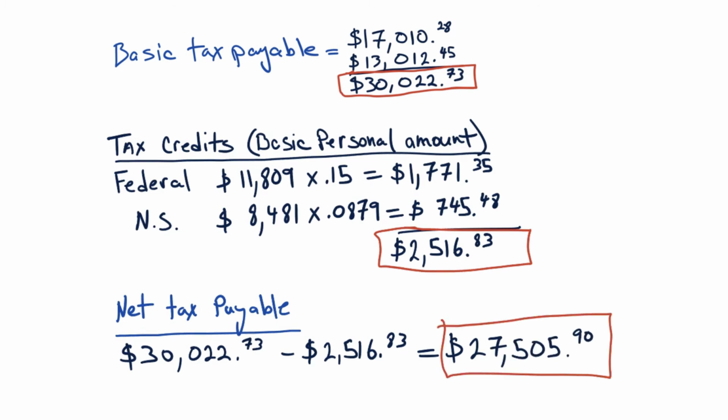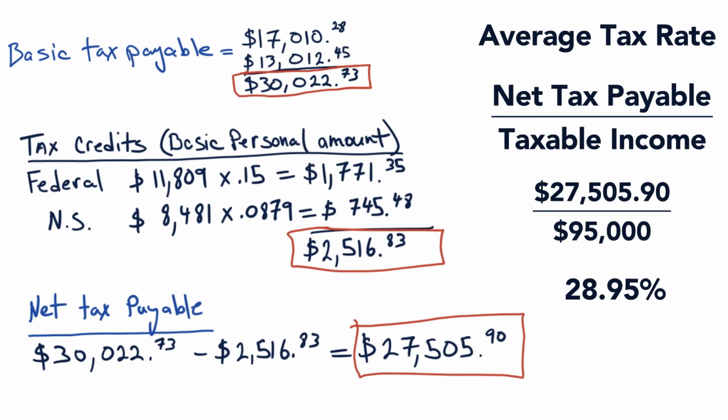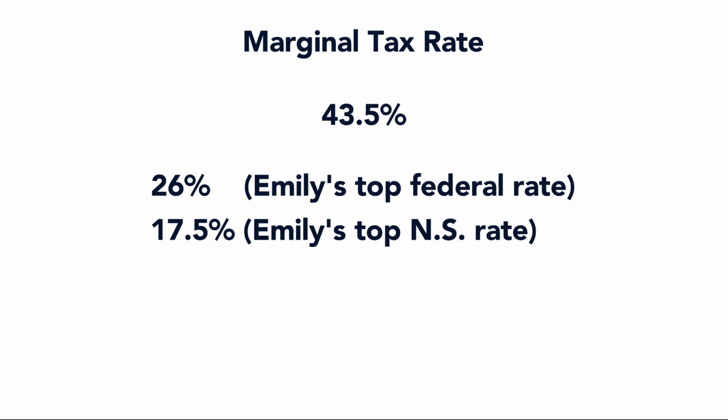$27,505.90. And that's it. If you want to determine Emily's average tax rate, you just divide her net tax payable by her taxable income, which is 28.95%. And her marginal tax rate is 43.5%, which is her top federal tax bracket, 26%, plus her top provincial tax bracket, 17.5%.